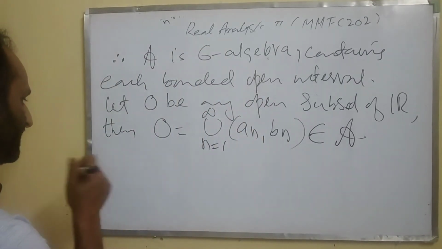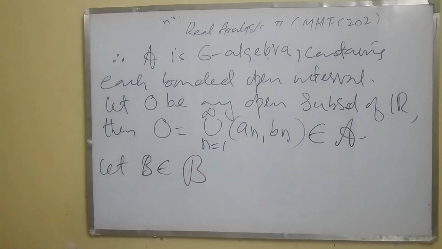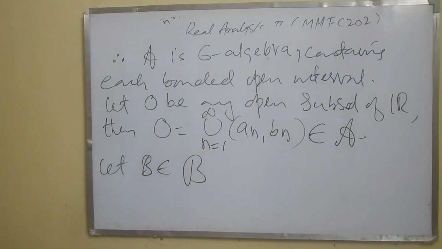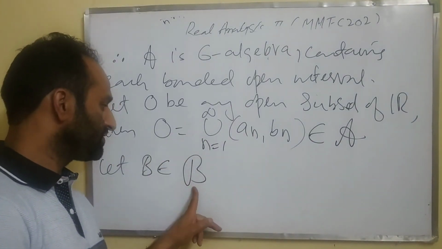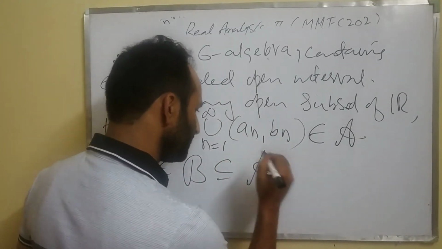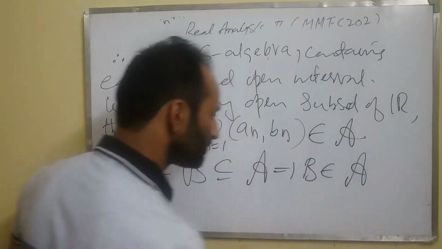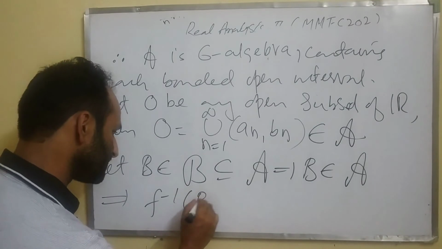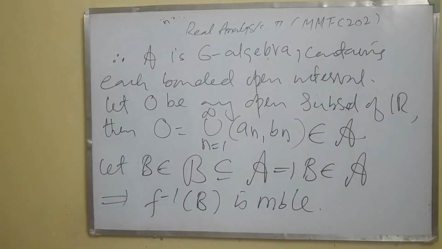So now let's take any Borel set. Let B belong to cursive B, the basic class of Borel subsets. It's the smallest sigma algebra containing open sets, and cursive A is also a sigma algebra containing open sets. This one is the smallest, so it's a subset of cursive A. So this Borel set belongs to cursive A. But what's the definition of cursive A? It means that F inverse of B is measurable. So that's 6: inverse image of a Borel set is measurable.